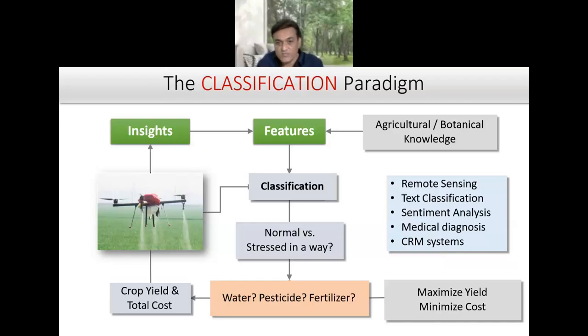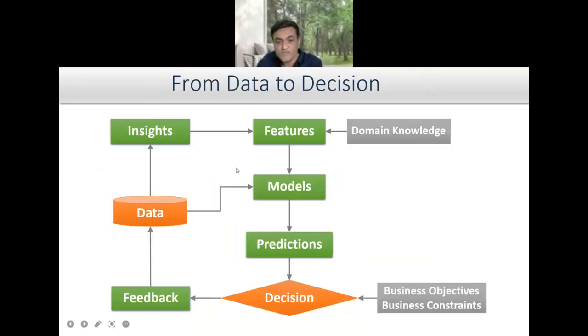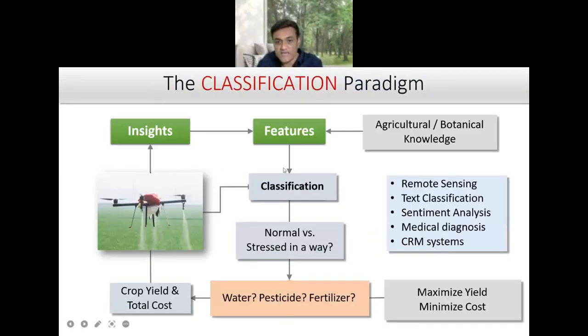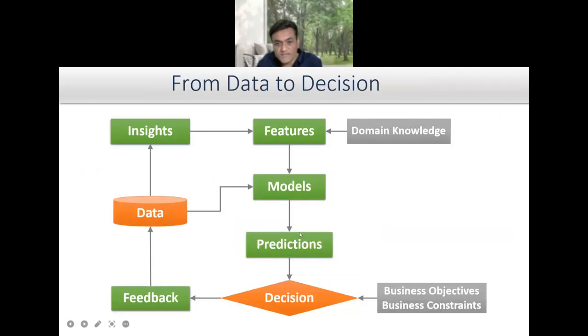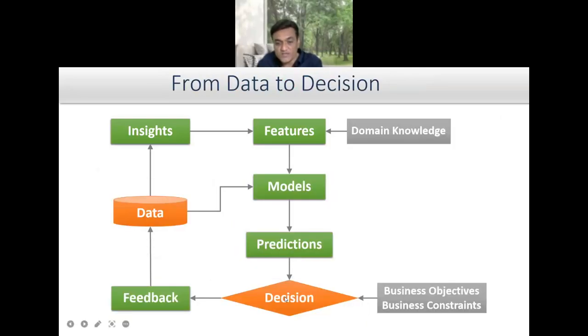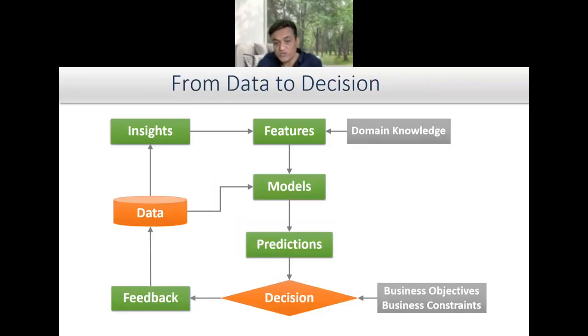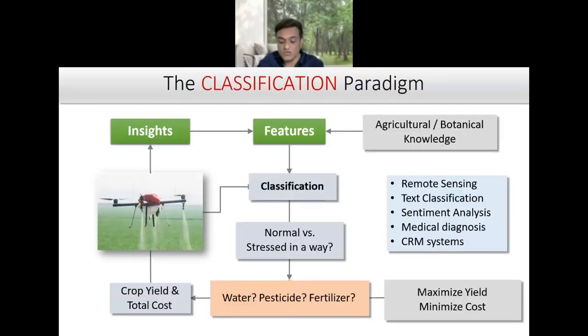Let me take you back to the slide. So here it was model. Now it is kept as classification, but the chart remains the same. Features, here it is prediction, that is basically normal or abnormal. Decision is all about whether we want to provide water, pesticides or fertilizer. These are some of the decisions which we are going to take by looking at the prediction output.